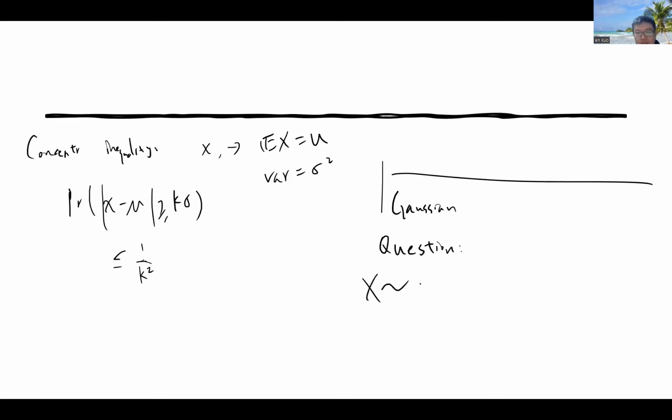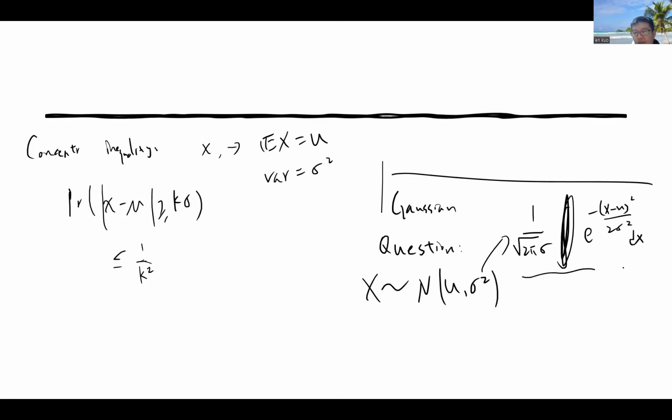So the question we want to ask is the following: X is distributed as normal with mean mu and variance sigma squared. Let me quickly remind you, this is the normal distribution. The probability density function is 1 over the square root of 2 pi sigma squared, times e to the minus (x minus mu) squared over 2 sigma squared, dx. This is the probability distribution, basically the Gaussian integral; you can check the integration is one. So if X comes from a normal distribution, we want to ask what's the bound, the so-called tail bound.